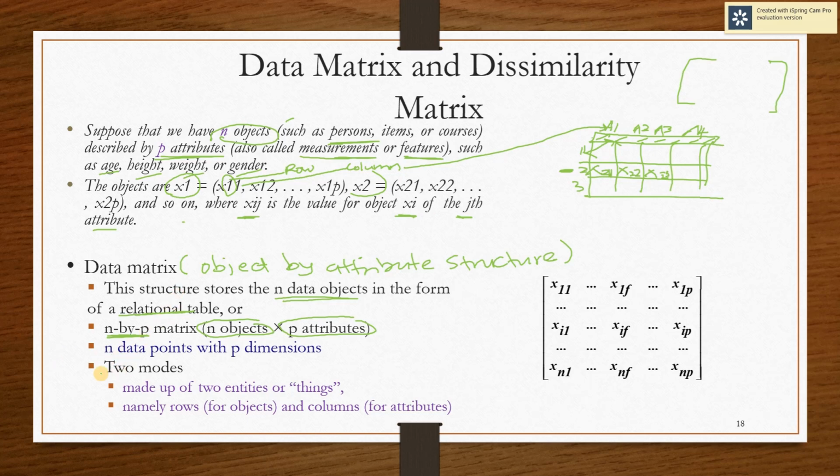So a data matrix is n data points with p dimensions, and it has 2 modes, made up of 2 entities. One is the row, representing the object, and the other is the column, for the attribute.